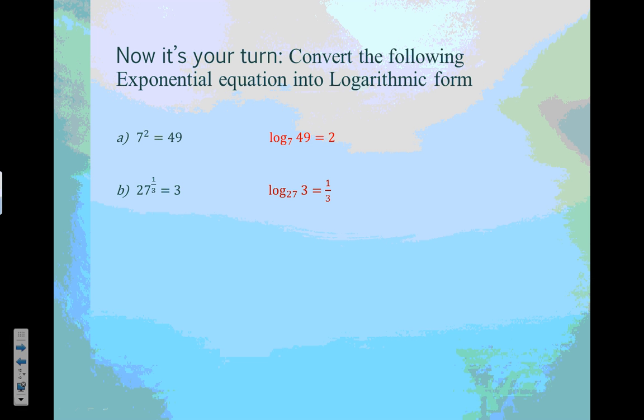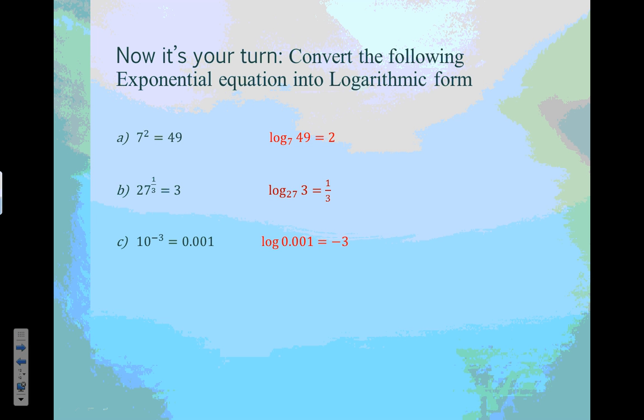We had 27 to the 1/3 equal to 3. Now notice the power is an exponent. So how do we write it in logarithmic form? We're going to say log base 27 of 3 is equal to 1/3. Remember what I stated. If the exponent is a fraction, your answer in the exponential form will be less than the base. So it makes sense that 27 raised to the 1/3 equals 3. And if you convert it into logarithmic form, you will say log base 27 of 3 is equal to 1/3.